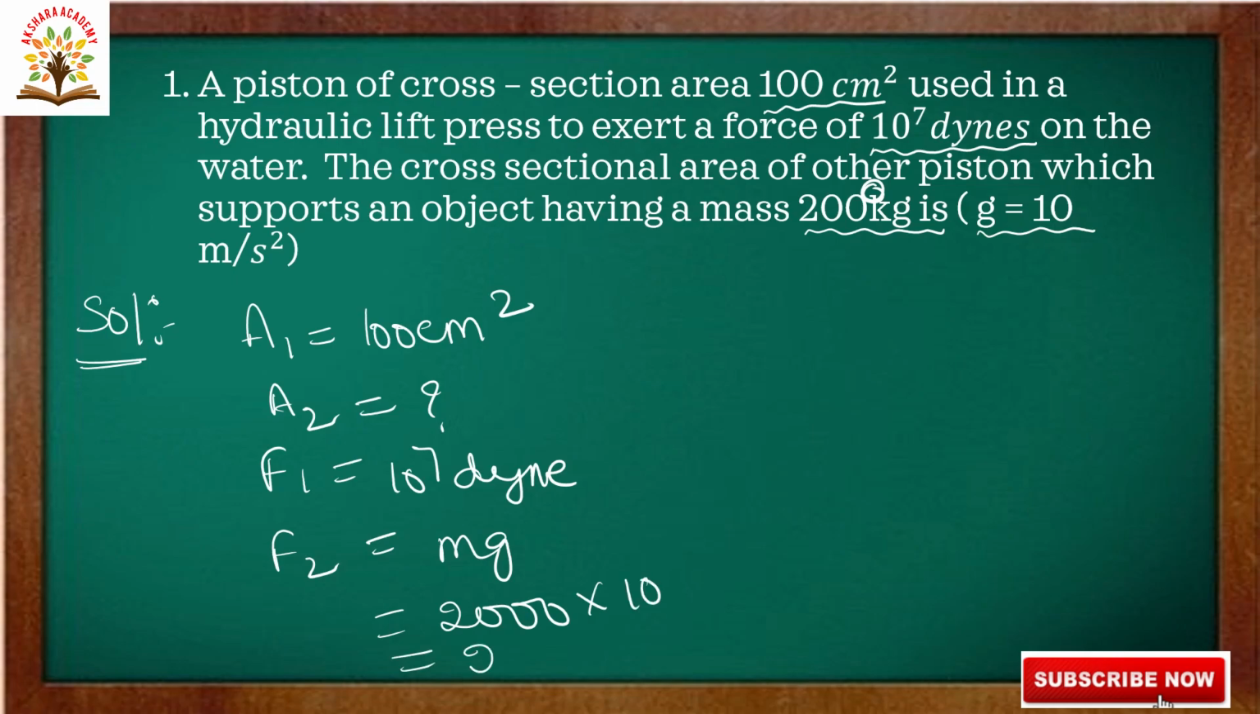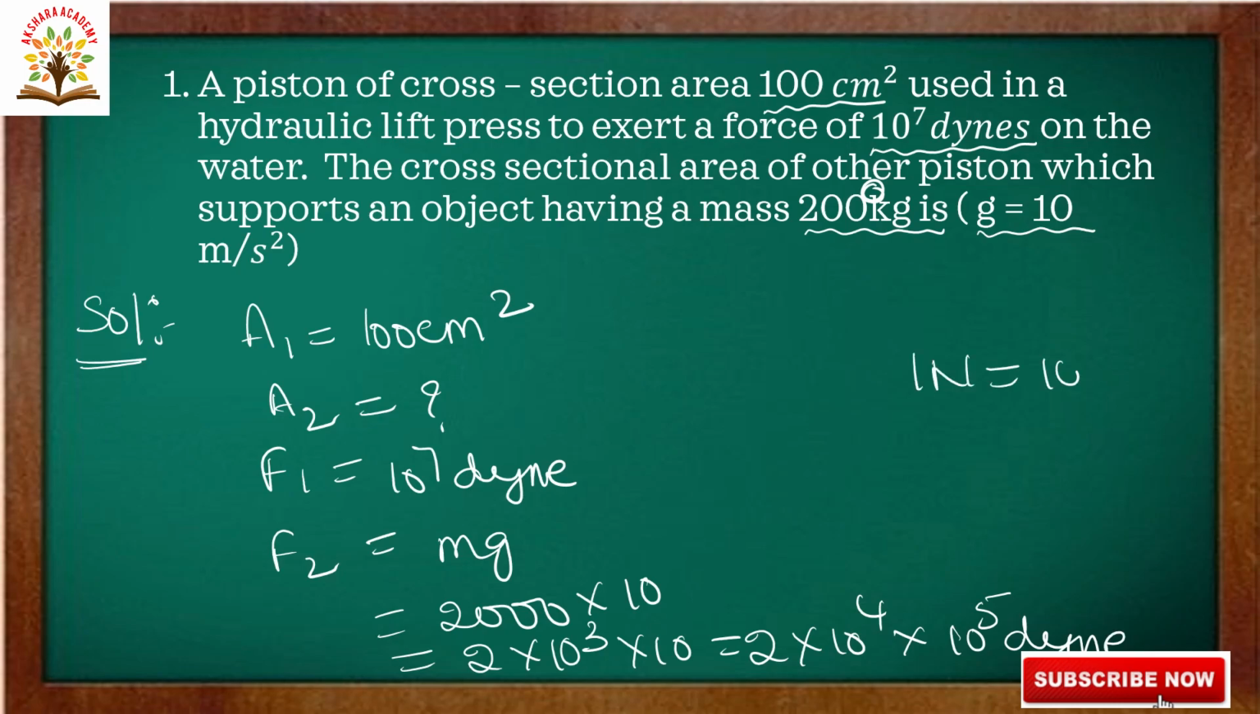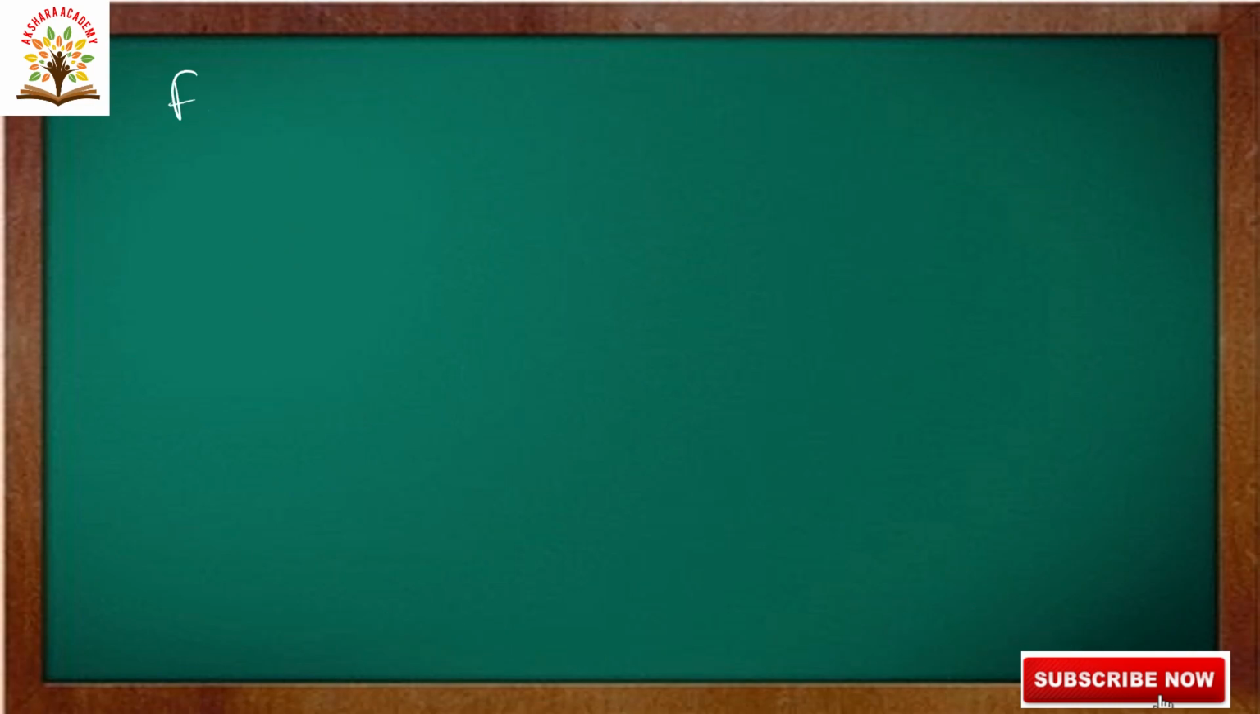This complete we are writing 2 into 10 cube into 10, so that is equals to 2 into 10 to the power of 4 newton. Converting into dynes, 1 Newton is equals to 10 to the power of 5 dyne. So F2 is equals to 2 into 10 to the power of 4 into 10 to the power of 5 dyne, nothing but F2 is equals to 2 into 10 to the power of 9 dyne.